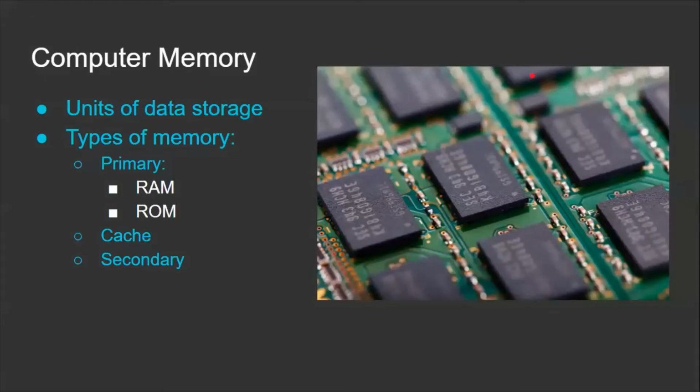Okay, so now we're going to talk about the computer memory. We're going to cover the units of data storage first, the common terms you've heard, gigabyte, megabyte, kilobyte, all that stuff. And then we're going to go on to types of memory. So we have different types of memory. There is the primary memory, which is further divided into the RAM and ROM. And there's the cache memory, and finally the secondary memory. So let's start.